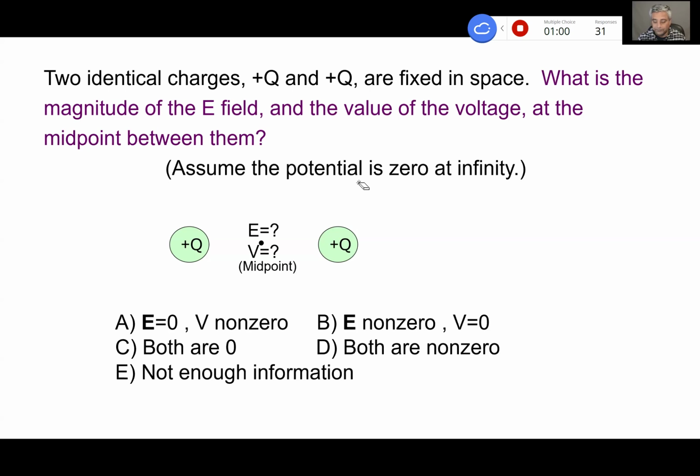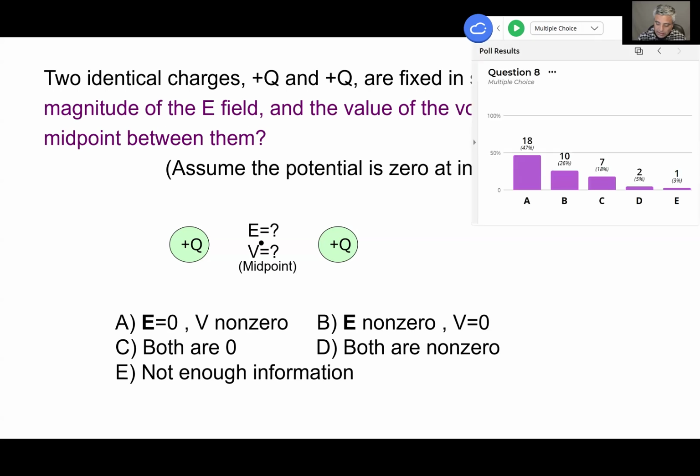30 more seconds. 5 more seconds. 5, 4, 3, 2, 1, and it stops. So now let's see what we got here. So we got kind of staircases here.